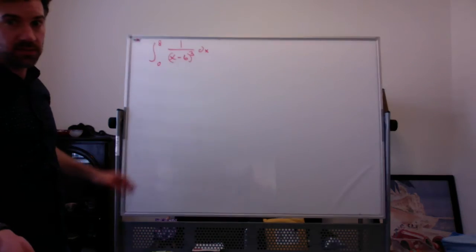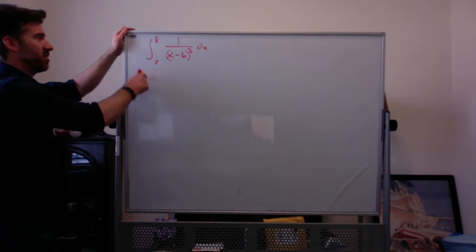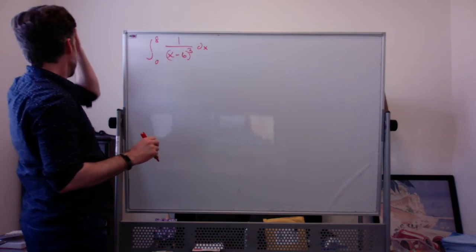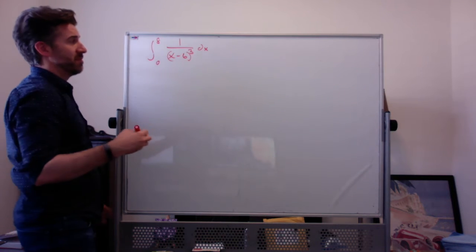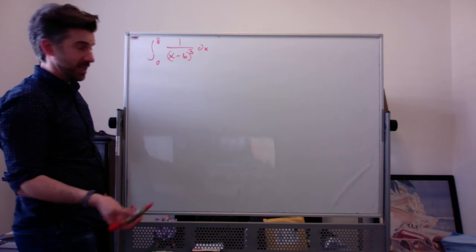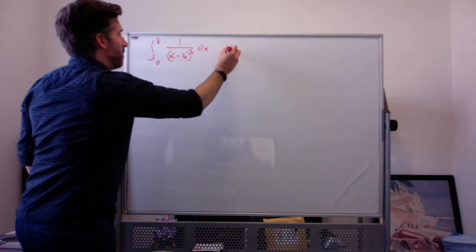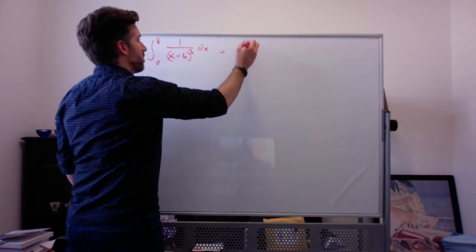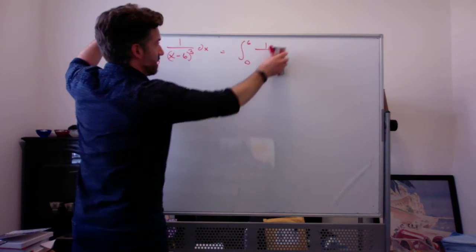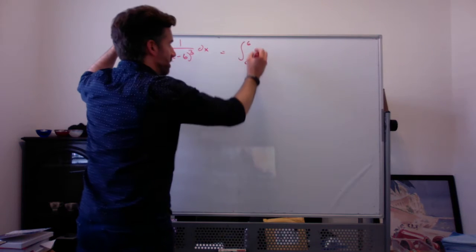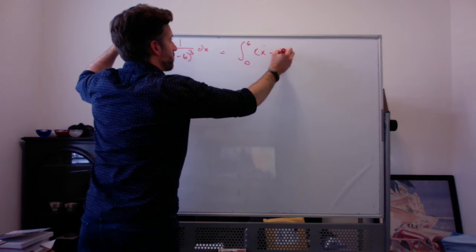Okay, let's look at this next one. The integral from 0 to 8 of 1 over x minus 6 cubed. So you have to be extra careful here because it's not undefined at the endpoints, but it is undefined at a point in between, which is 6. So you have to break this up as the integral from 0 to 6 of 1 over, actually I would rewrite it as x minus 6 to the negative third, because I know it's going to be easier if I do it that way.